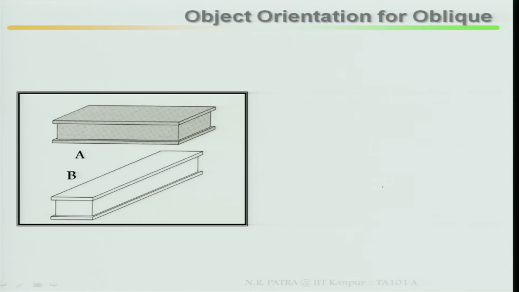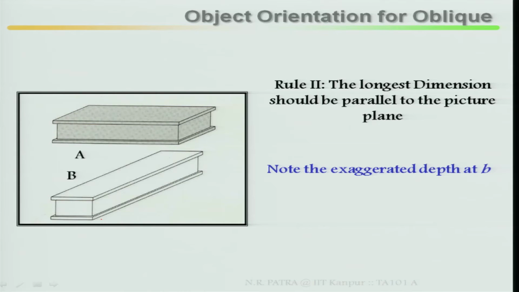Number 2: note the exaggerated depth at B. This is your B, this is your A. In case of A and B, this is coming as a width. In case of B, the depth direction is long. In that case, rule 2, the longest dimension should be parallel to the picture plane.